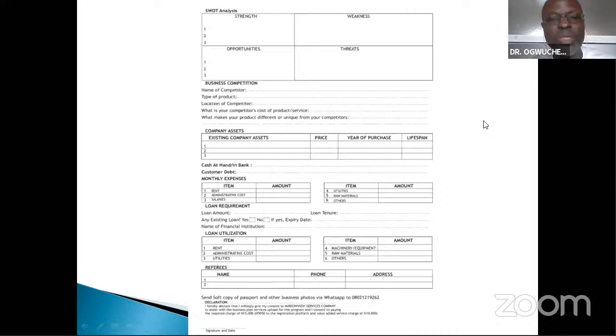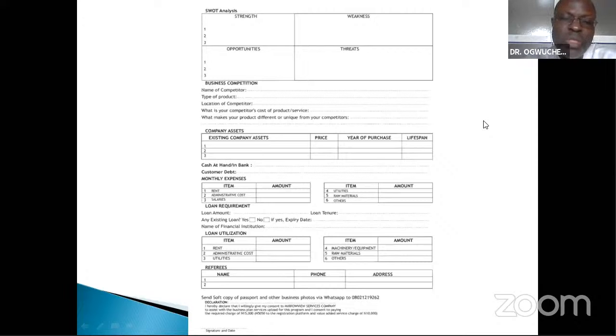All right, let's look at the business competition. Here you'll be expected to name a competitor. Okay, even if you don't know anyone, if you're in poultry and you don't know anybody, you can simply say other poultry farmers. But there's a likelihood that you might know a poultry farmer in your environment because most times you want to go into any business, you must have seen that there's somebody in that line of business who is doing very well. And then, of course, you want to emulate him or you want to go in and compete with him.